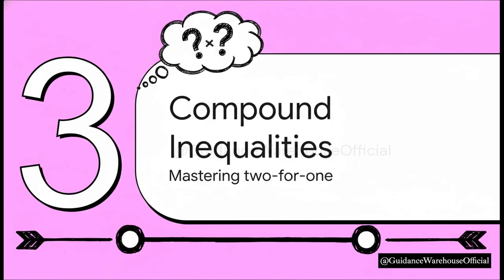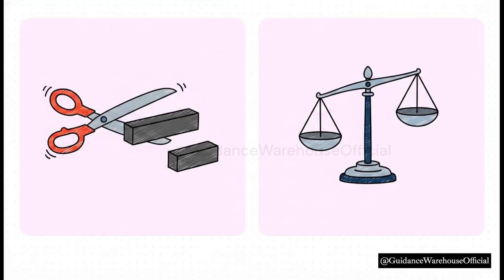Section 3, Mastering Compound Inequalities. We're heading into slightly more complex territory now. Compound inequalities are essentially these 2-for-1 math statements where a variable gets sandwiched between two boundaries. And there are two totally valid methods to solve a compound inequality, like 3 is less than or equal to 2x plus 2, which is less than 6.